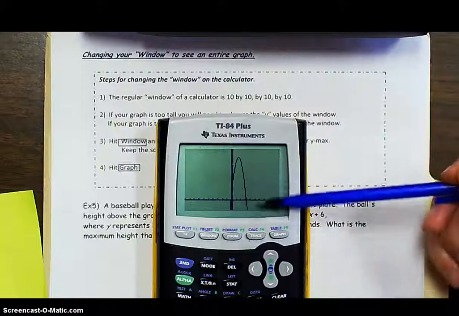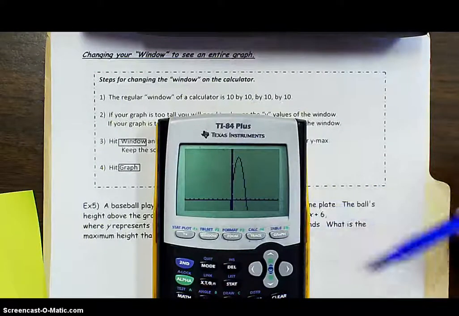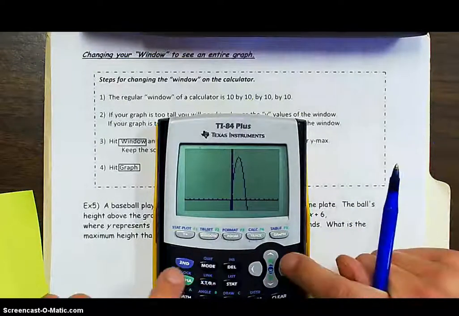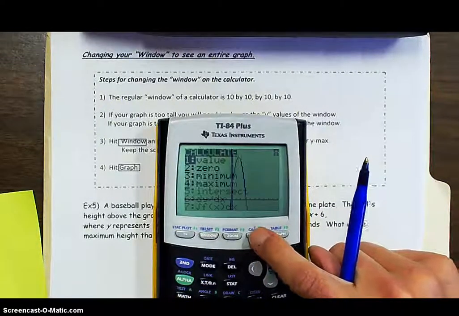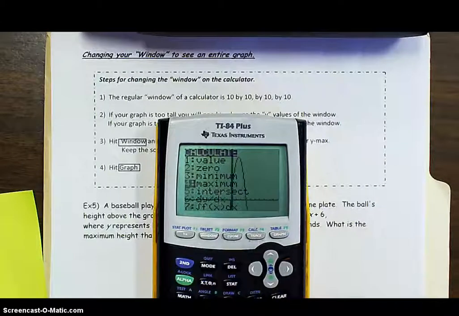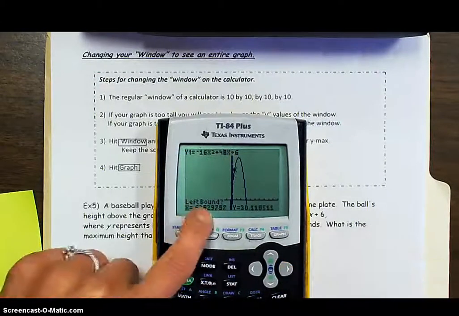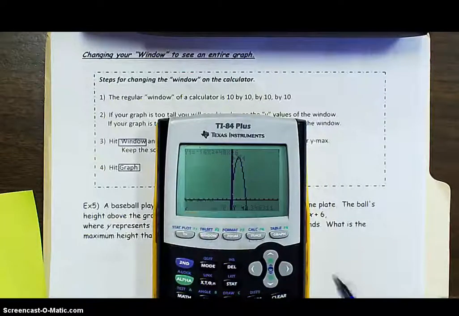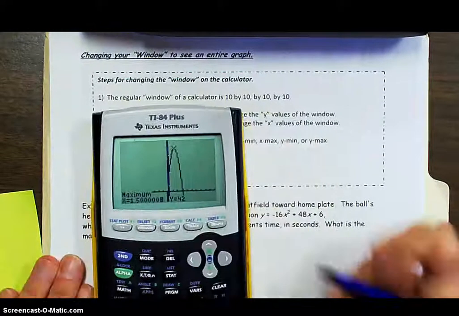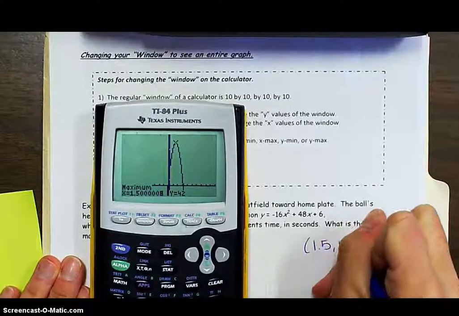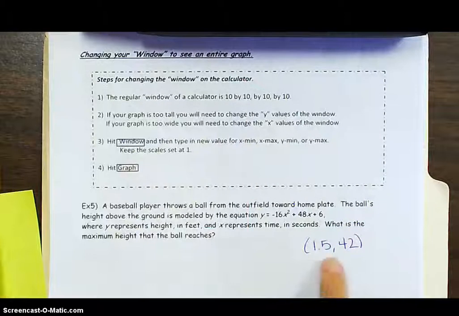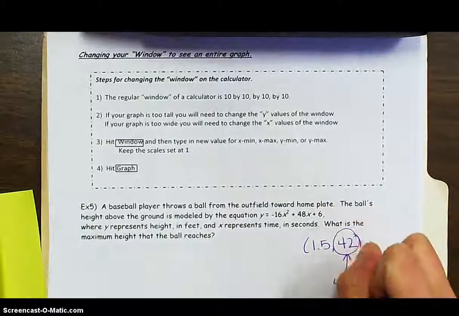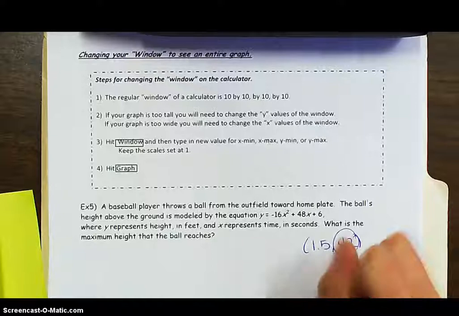All right, now I can see the top of my parabola. And at this point, to find the maximum height, now I can do that. So remember, maximum, we're going to hit second, calculate, and then go down to 4, which is maximum. Okay, I'm going to hit enter for the left, go over, hit enter for the right, go to the middle and hit enter for the middle, and there we go. My maximum was 1.5 comma 42, so we have to remember which one of those is the maximum for height. 42. So 42 feet would be the maximum height, and we've got it.